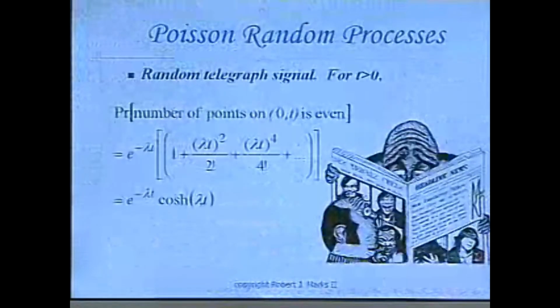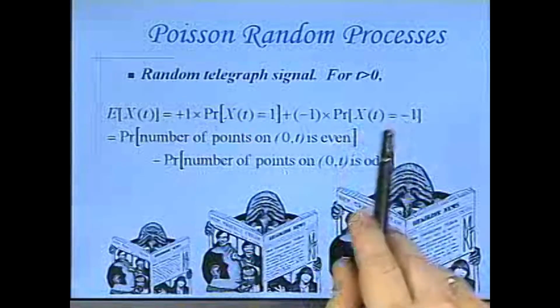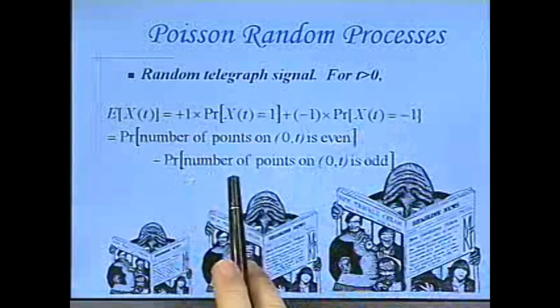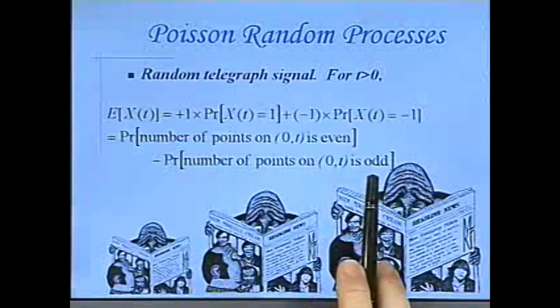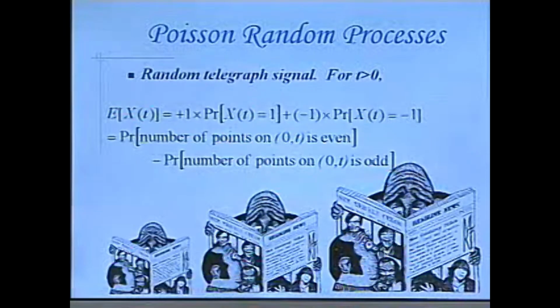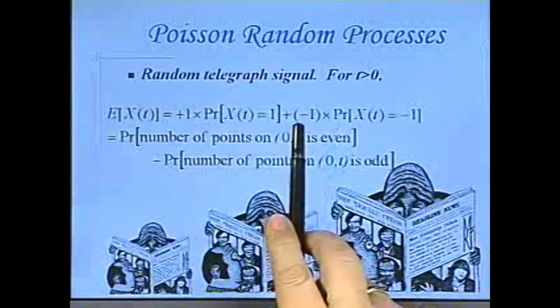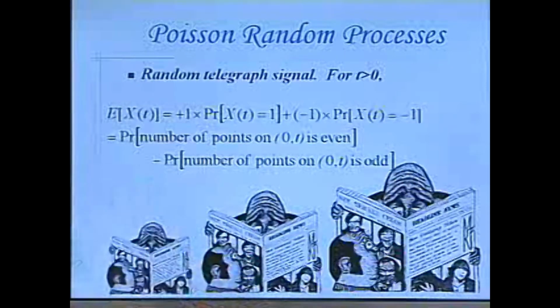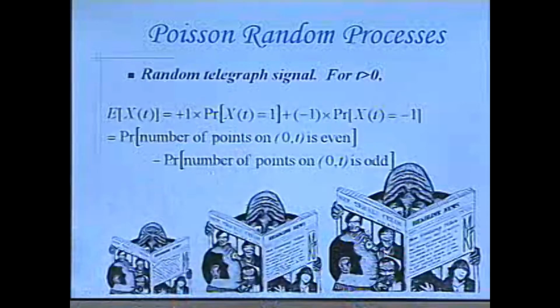In a similar fashion, the probability that x of t is equal to minus 1 is the probability that the number of points on 0 to t is odd. Because we go up and down, but we go down one more time than we go up, and we are left at minus 1. And then we have this minus 1, which is the value that the random variable obtains, so we put the minus sign here.